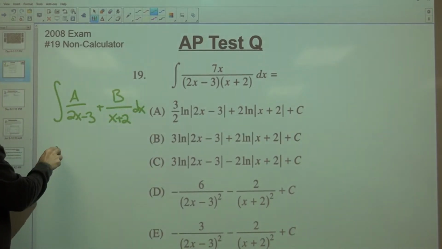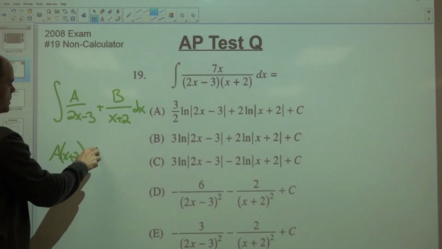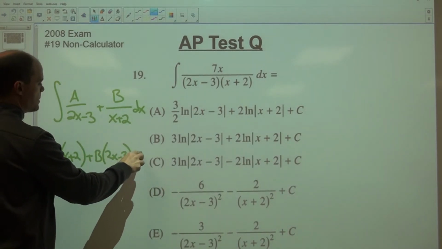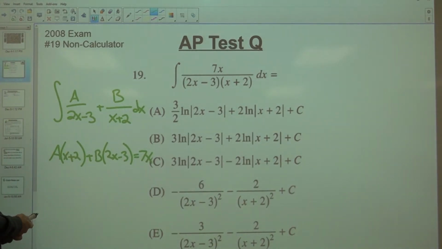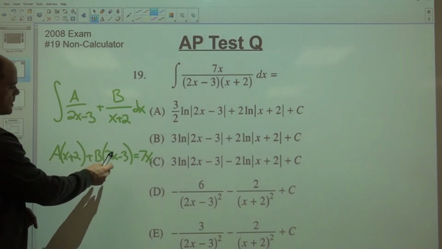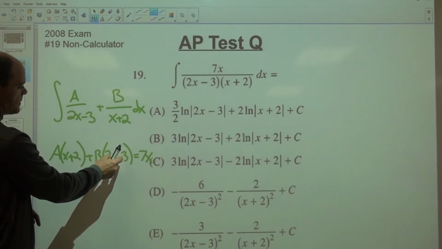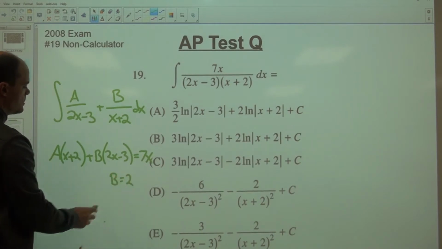So quick cross multiplication: A times (x plus 2), B times (2x minus 3) equals the numerator. This is what we're trying to do with partial fractions. Let's plug in negative 2. We're going to get negative 4. Negative 4 minus 3 is negative 7, equals negative 14. B is going to equal 2.